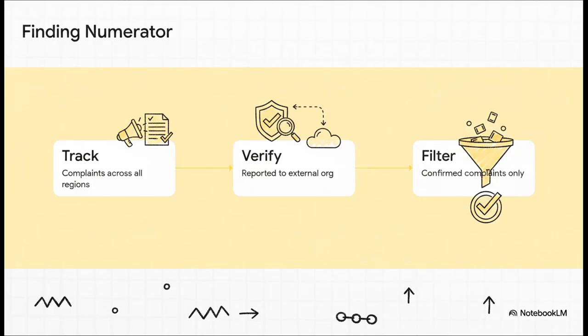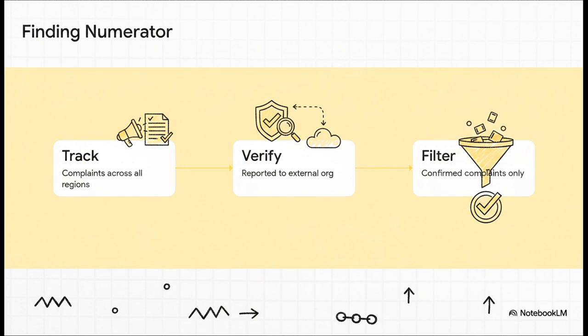And honestly, this brilliantly shows just how rigorous the SASB standard is. You can't just count every grumpy phone call your call center fields. Step 1 is tracking the complaints across all segments. Step 2 requires that the complaint was actually reported to an external dispute resolution organization.